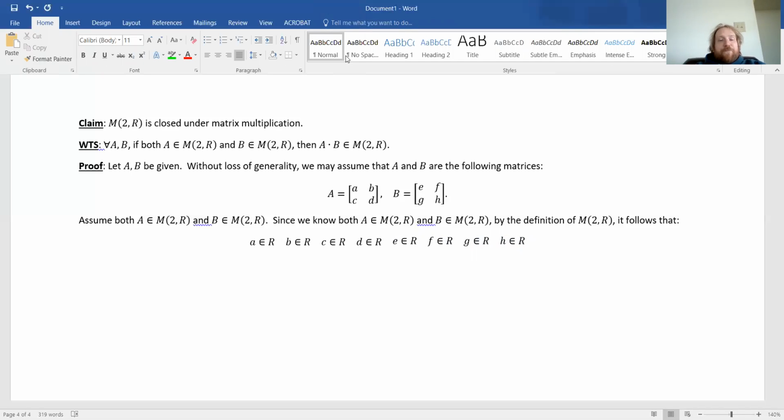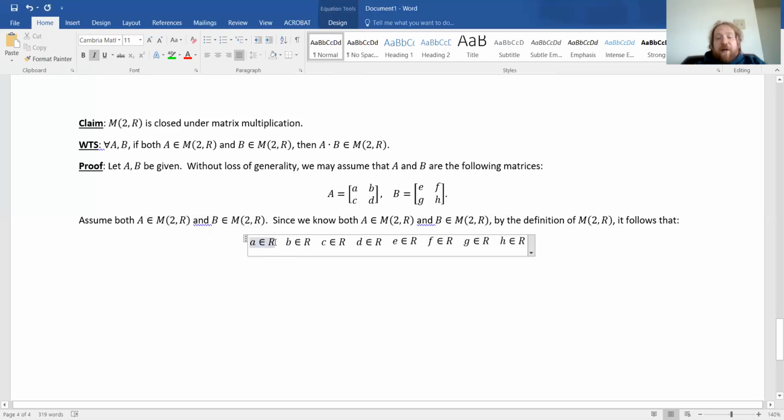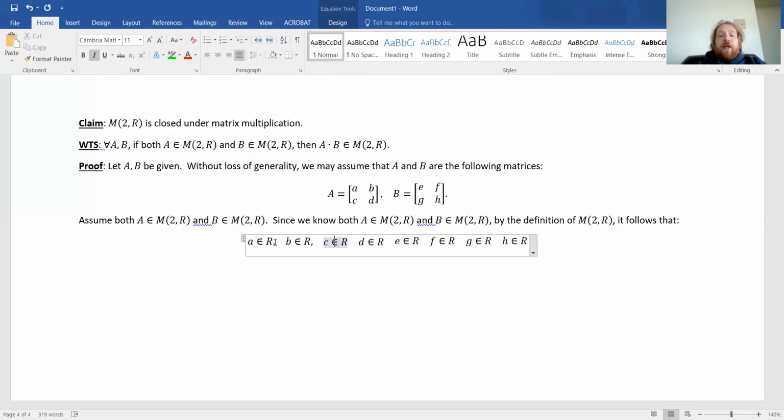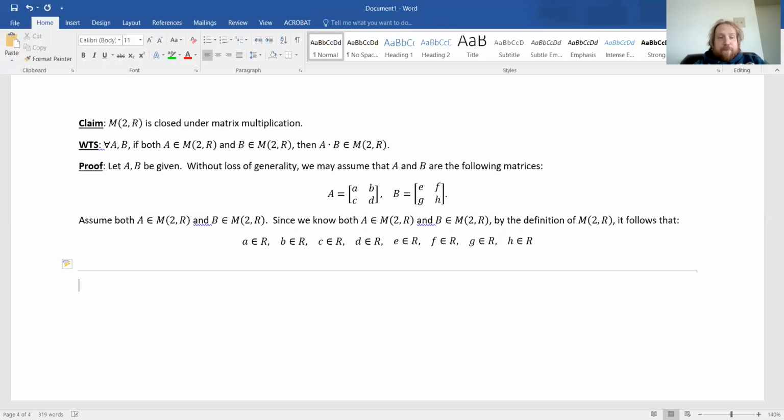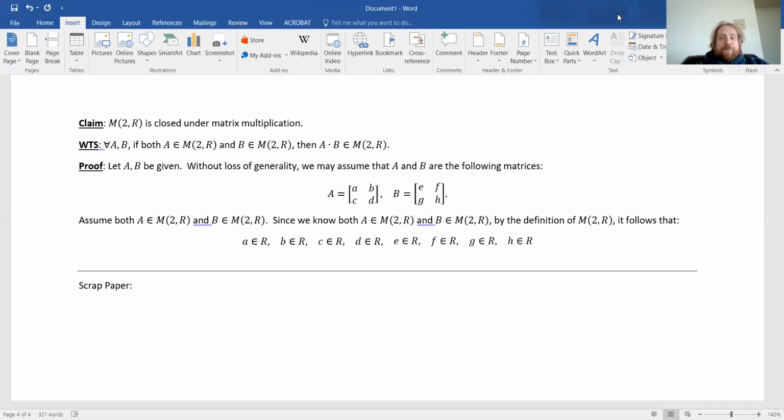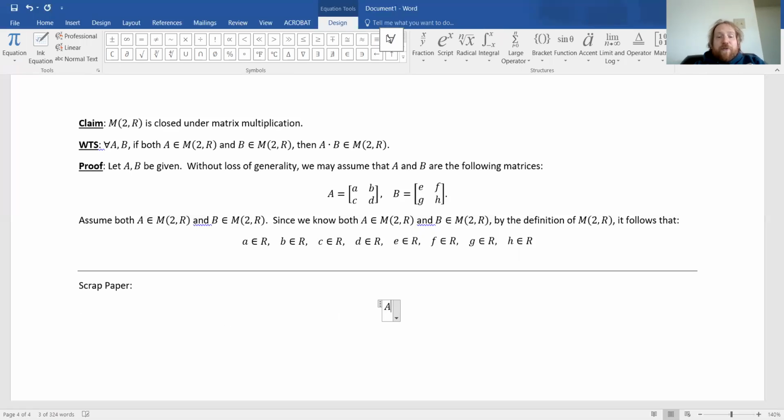Now, once we know all of this, our goal is to show that A times B, the matrix, is a member of M2R. And I don't see right off the top how I'm going to do this. So again, I'm going to get some virtual scrap paper here, and I'm going to work backwards from what I want to show. So I want to show that A times B is a member of M2R.